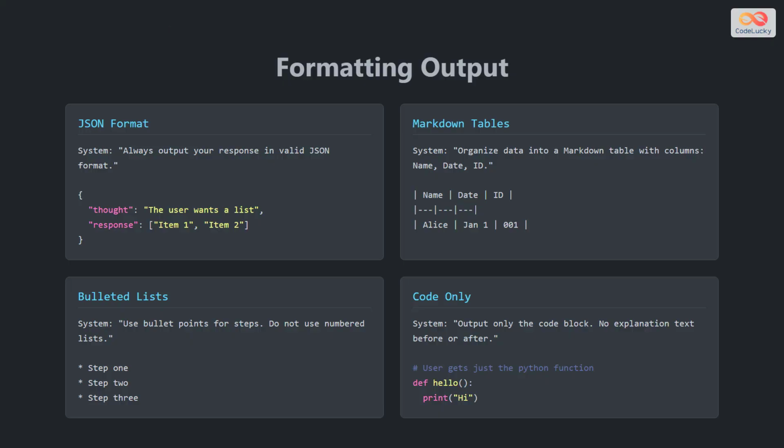You can also control the shape of the answer. If you are a developer, you might want the AI to reply strictly in JSON format or Markdown tables. You can even instruct it to provide code blocks without any conversational filler text. This makes the output machine-readable and ready for software integration.